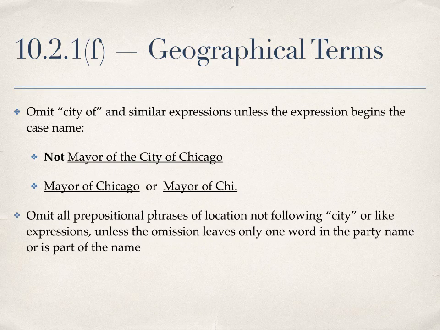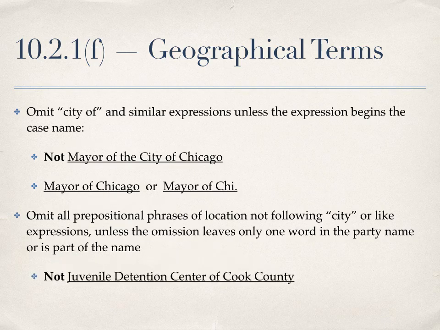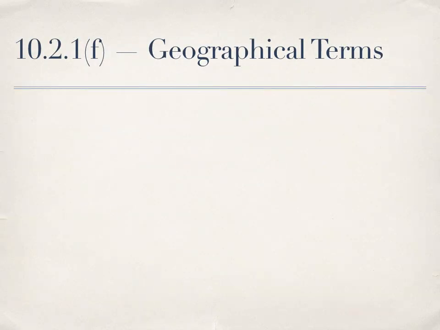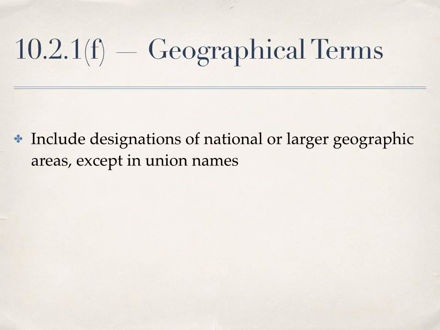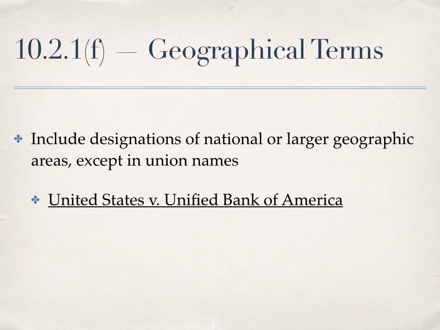Omit all prepositional phrases of location not following city or like expressions unless the omission would leave only one word in the party name. You can also retain the prepositional phrase of location if it is part of the party's formal name. For example, you wouldn't write Juvenile Detention Center of Cook County, but instead Juvenile Detention Center. Always retain designations of national or larger geographic areas except in union names. Also retain any geography not introduced by a preposition.